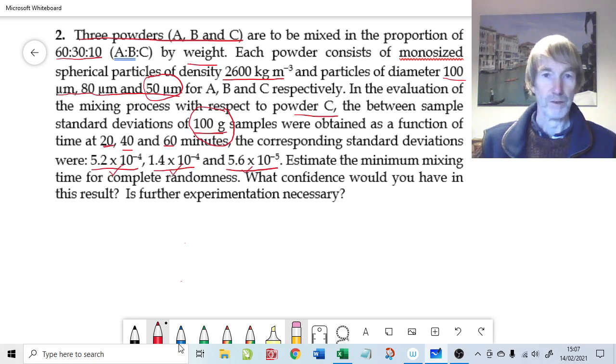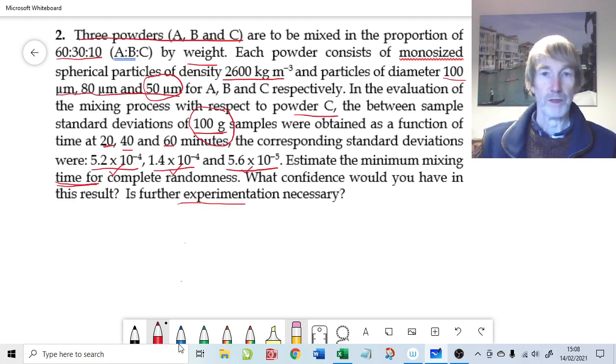And there's a very good question. Are we at the expected random mixing? Is there any point carrying on mixing for any further time? How do we estimate really the time required for the mixing? We have 3 sets of data, but is that enough? And then it mentions the confidence we have in the result and further experimentation. Okay, so it's a good practical problem.